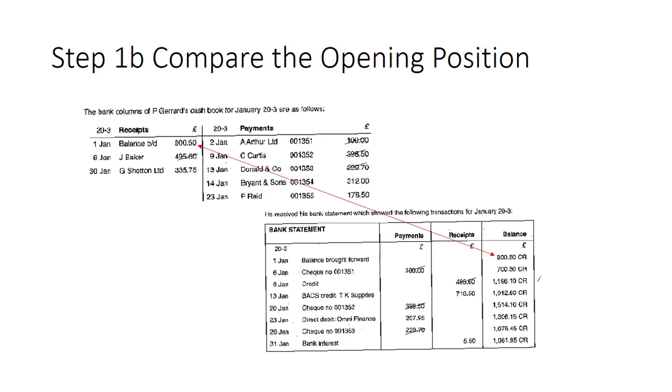Let's do 1b. Let's compare the opening. So this £800 and 50 pence credit, well, that's a debit, isn't it? £800 and 50 pence debit here. They're exactly the same, so no adjustment required. There's nothing extra that needs to be ticked off in our bank statement.